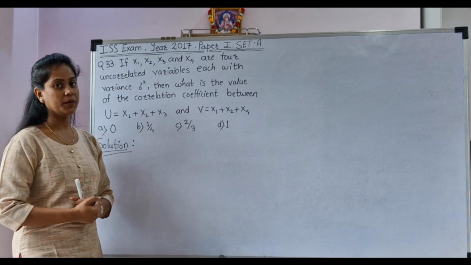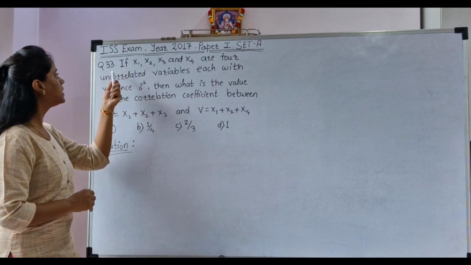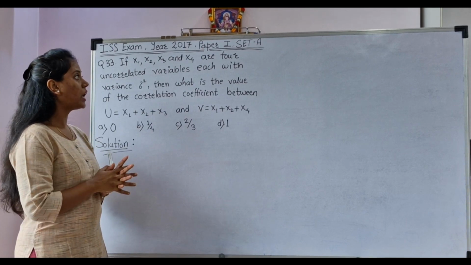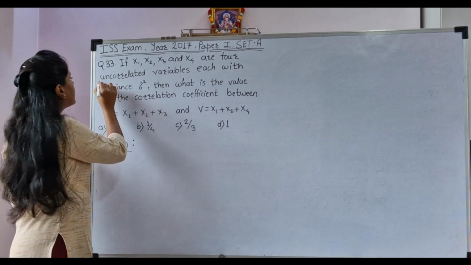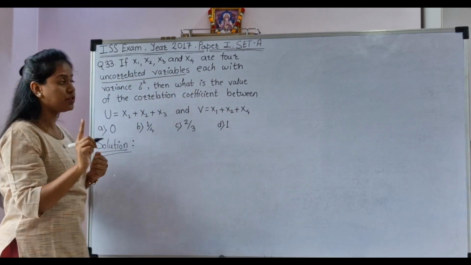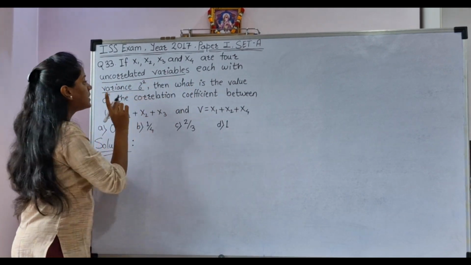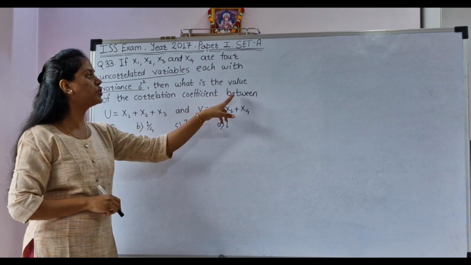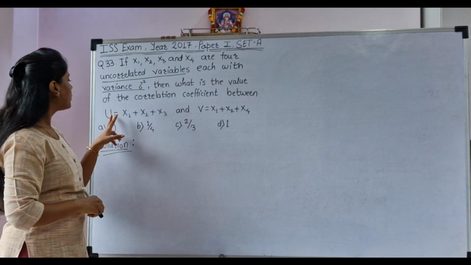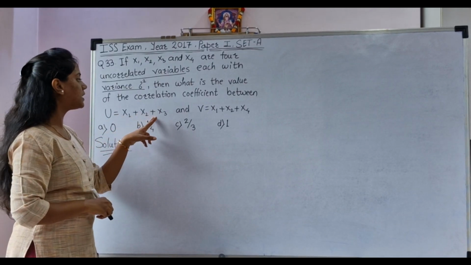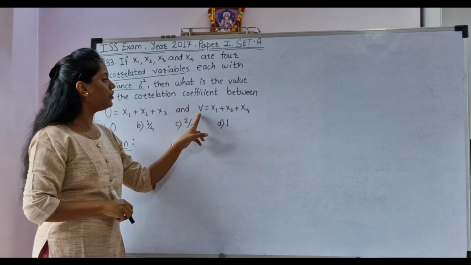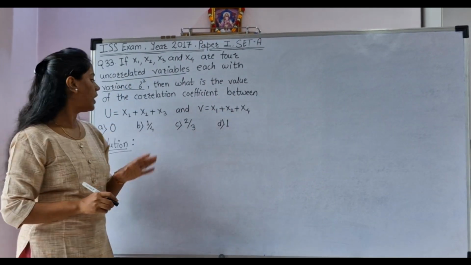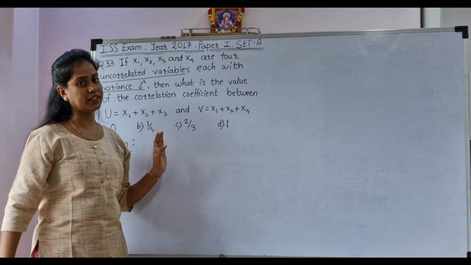Question number 33. If x1, x2, x3 and x4 are four uncorrelated variables each with variance sigma square, then what is the value of correlation coefficient between u equals x1 plus x2 plus x3 and v equals x1 plus x2 plus x4? And here four options are given.